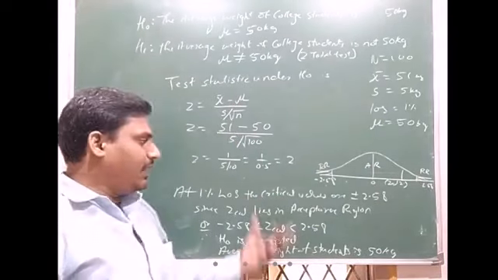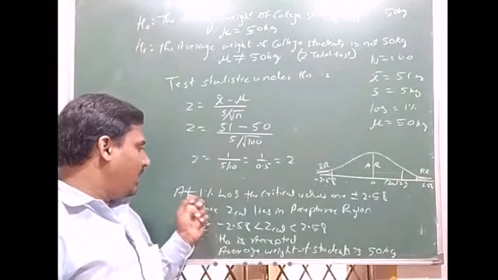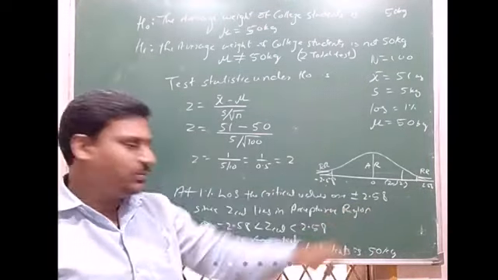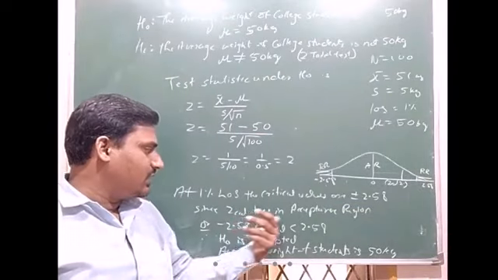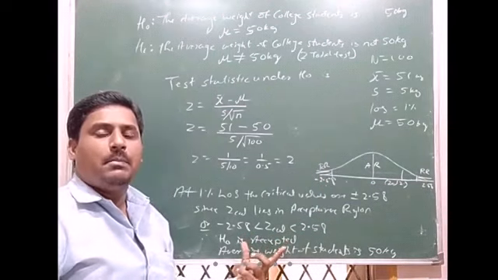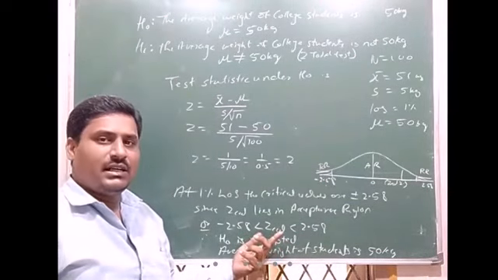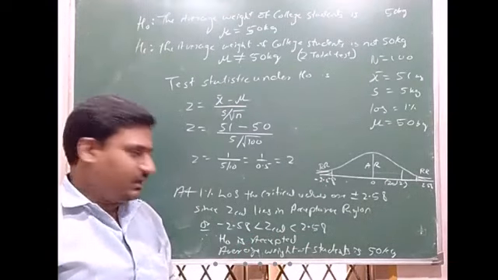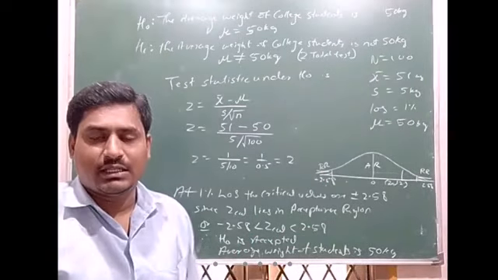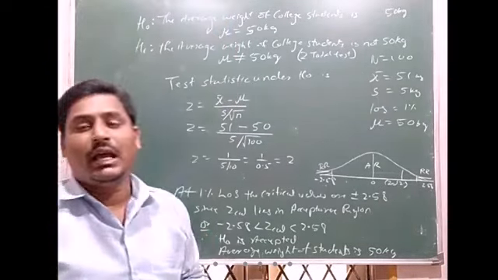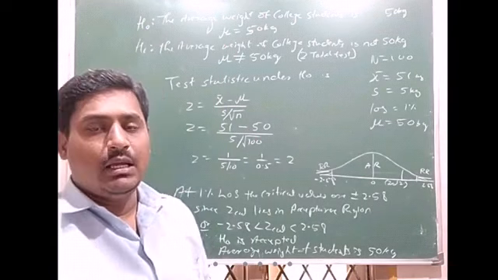So that I have written in words here. At 1% level of significance, the critical values are plus or minus 2.5, and z calculation lies in the acceptance region, and symbolically minus 2.58 is less than z calculation, and again it is less than plus 2.58. Therefore, H0 is accepted. And what does H0 tell? The average weight of the students is 50 kg.